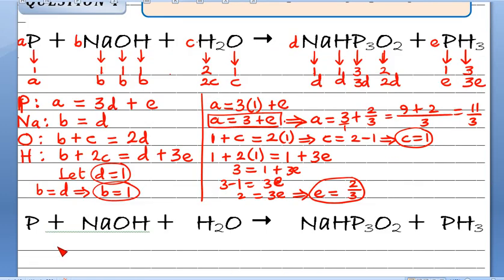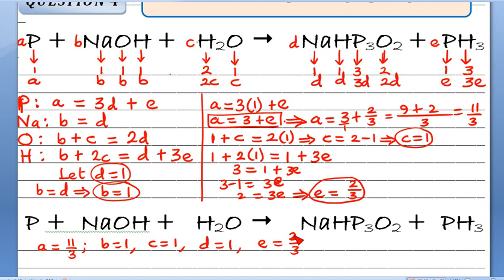So let us write all the letters out. What's A? A is 11 over 3. What about B? B is 1. What of C? C is 1. What about D? Or did we get E? We got E. What about D? D is 1. What about E? E is 2 over 3.